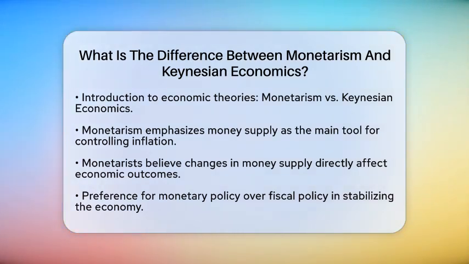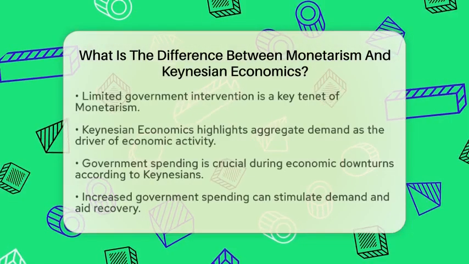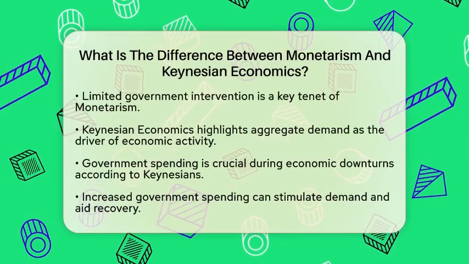Monetarism focuses on the money supply as the main tool for controlling inflation and managing the economy. Monetarists argue that changes in the money supply directly impact economic outcomes. They believe that monetary policy, which includes managing interest rates and the money supply, is more effective than fiscal policy in stabilizing the economy. This approach often leads to a preference for limited government intervention in economic matters.